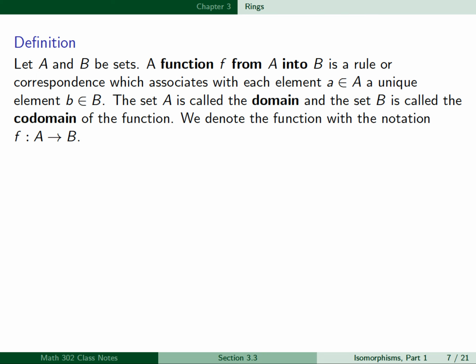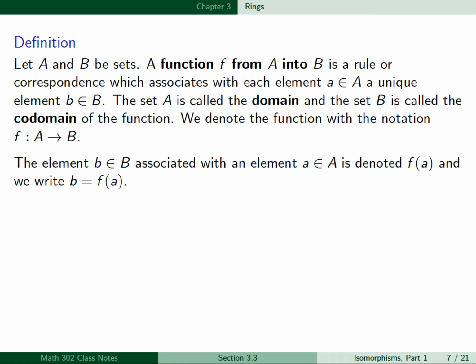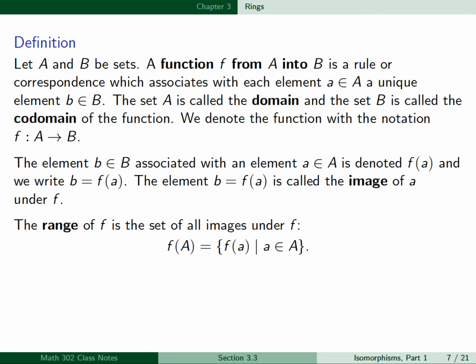The set A is called the domain, and the set B is called the codomain of the function. We denote the function with the notation f colon A right arrow B. Now the element b in B associated with an element a in A is denoted f of a, and we write b equals f of a. The element b equal f of a is called the image of a under f. The range of f is the set of all images under f. So this will be the set, denoted f of capital A, of images f of a as a ranges over all elements in capital A.